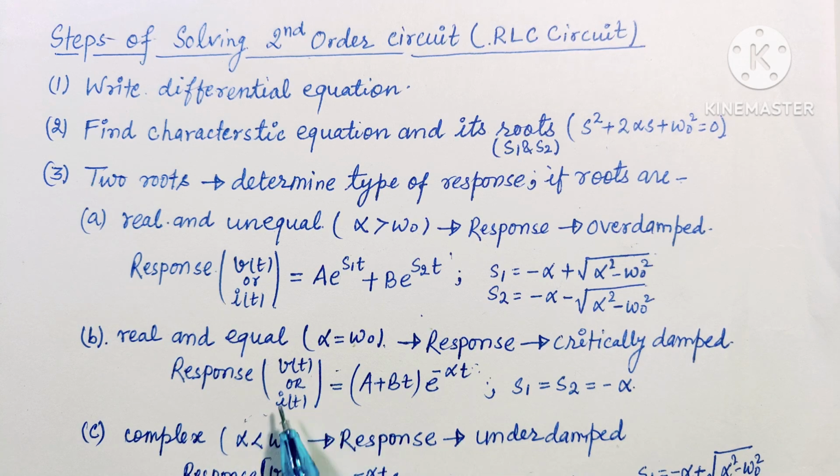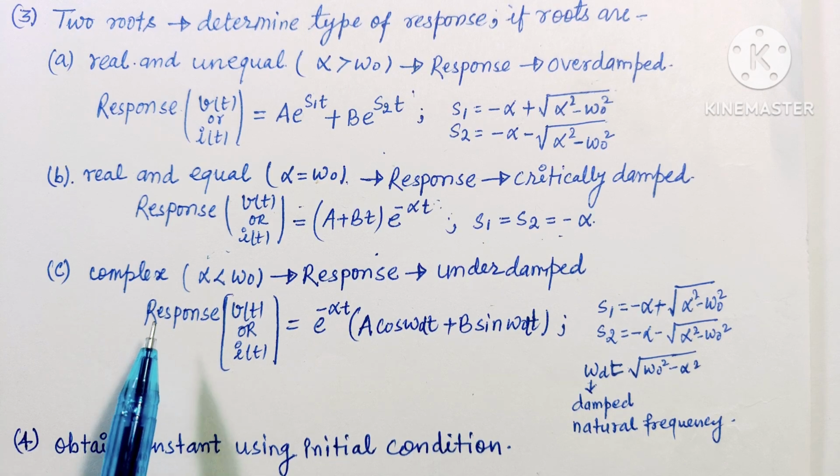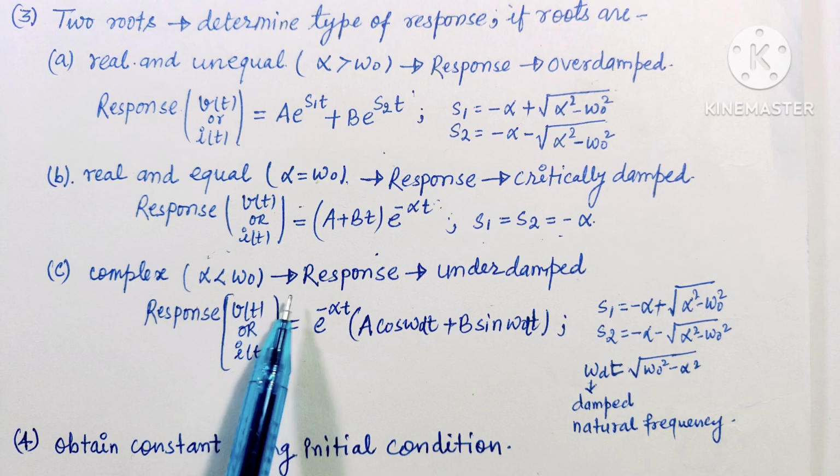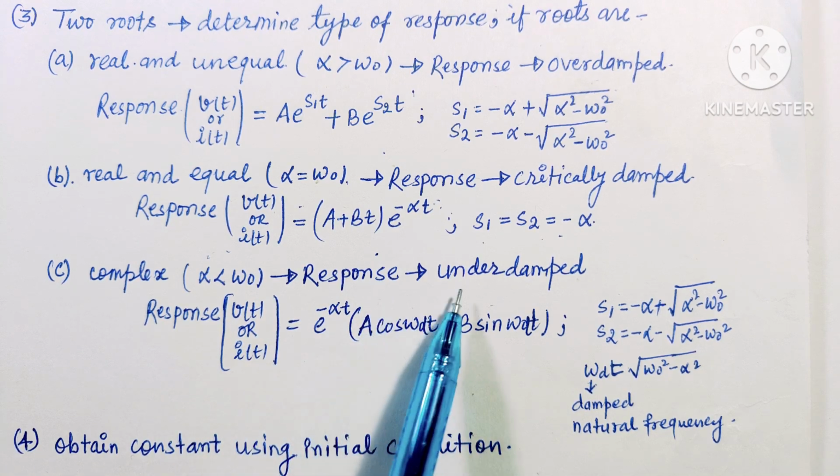So we can say the voltage or current equation of the system will be equal to (A + Bt) e^(-αt), and the value of s1 and s2 will be equal to -α. In step 3, if the roots s1 and s2 are complex and the value of α is less than ω0, then we can say the response of the circuit will be underdamped.